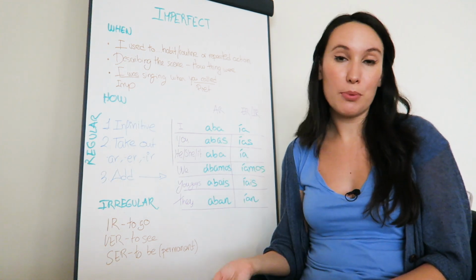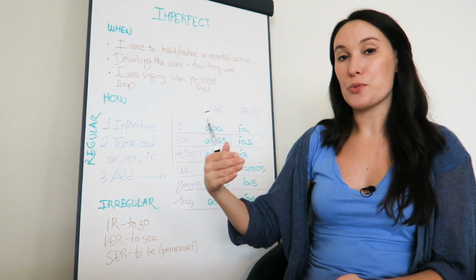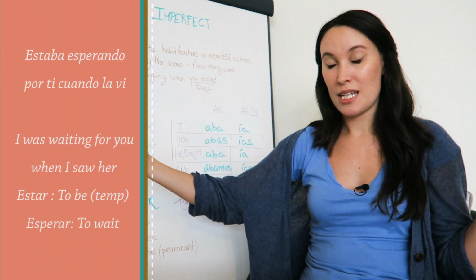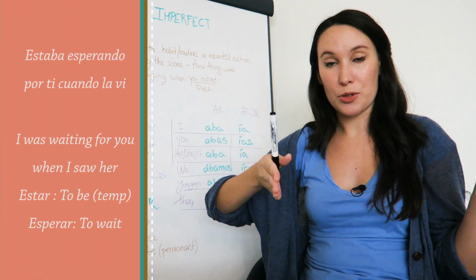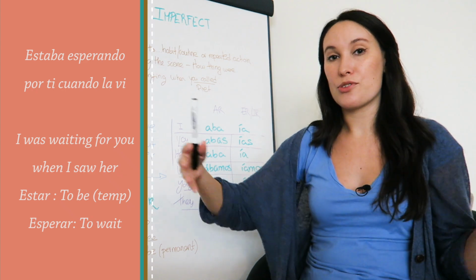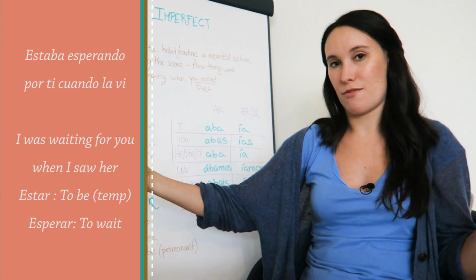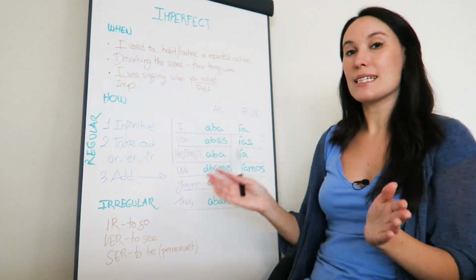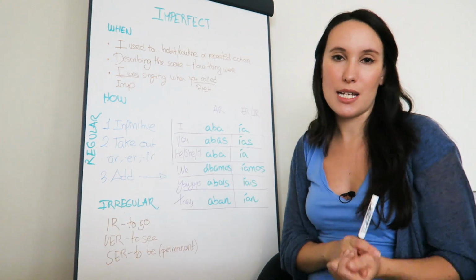Another example of this will be I was waiting for you when I saw her. At one point I saw her. I use imperfect for I was waiting for you. Okay, so let's have a look at how we create the tense.